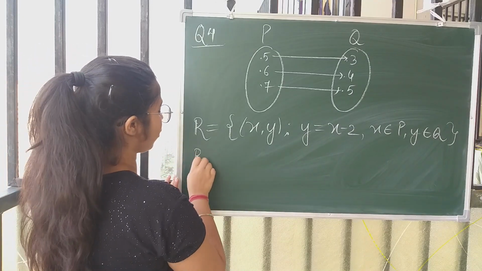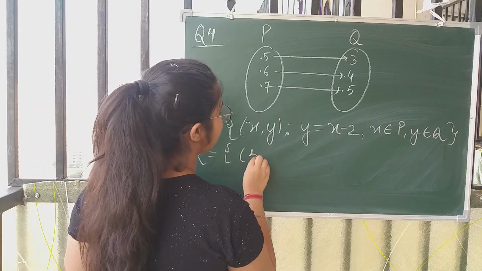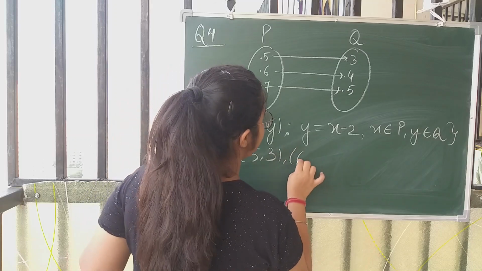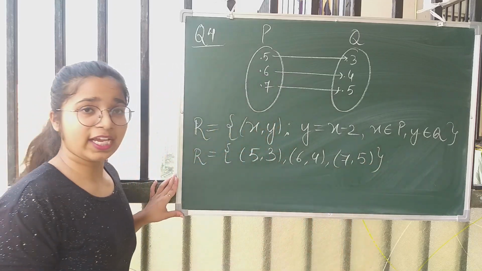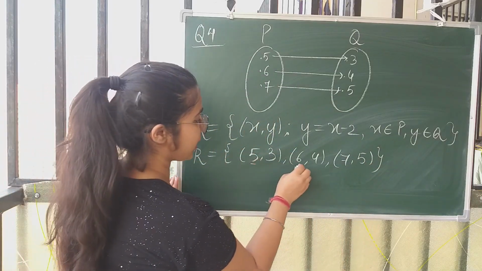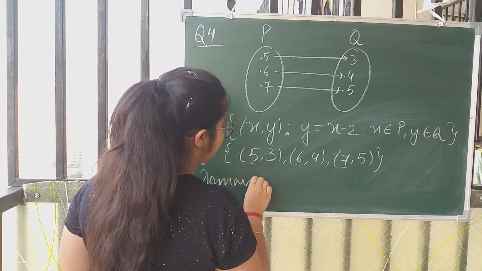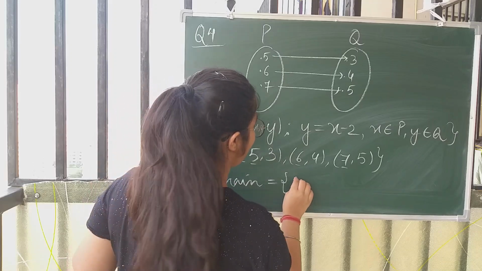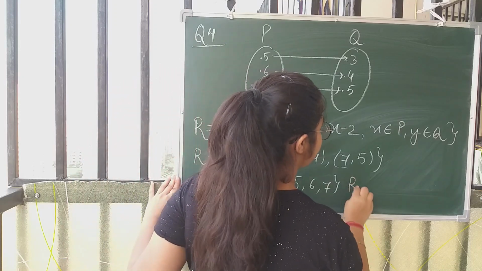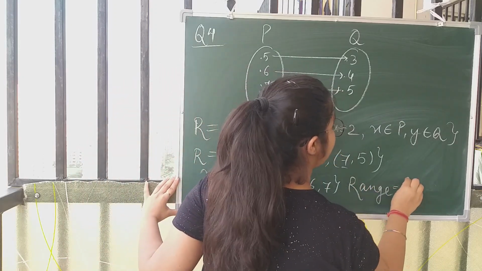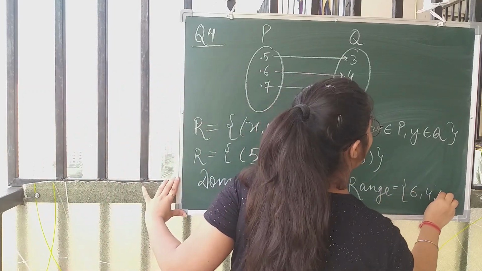अगर इसी को आपको roster form में लिखना हो तो ये क्या होगा? This will be the collection of all the ordered pairs. That will be (5, 3), (6, 4) and (7, 5). Now as I told you, domain में क्या होते हैं? Domain में सारे first elements का set होता है. So your domain set is nothing but it is the set {5, 6, 7}. And your range set is nothing but all the images. That means {3, 4, 5}.